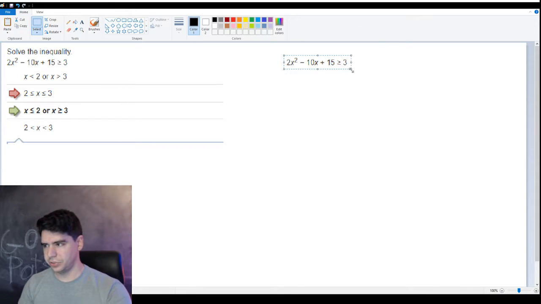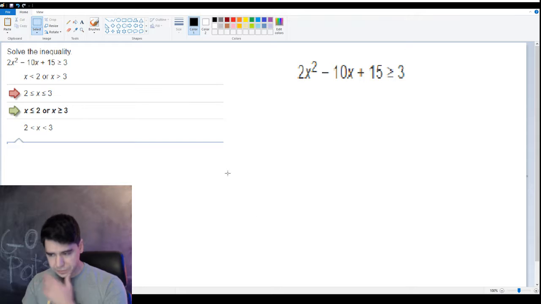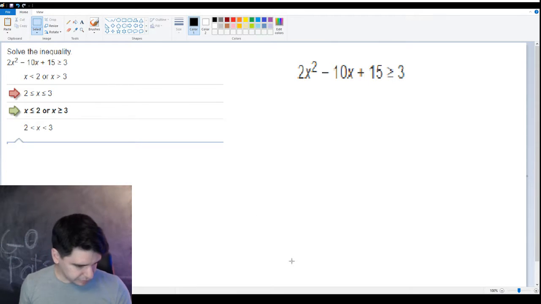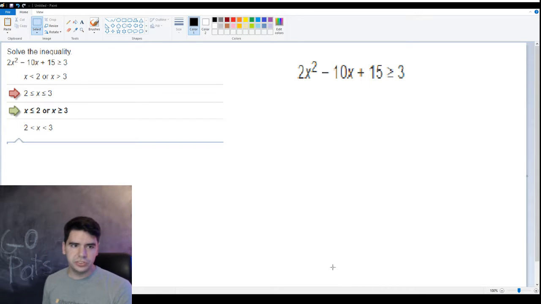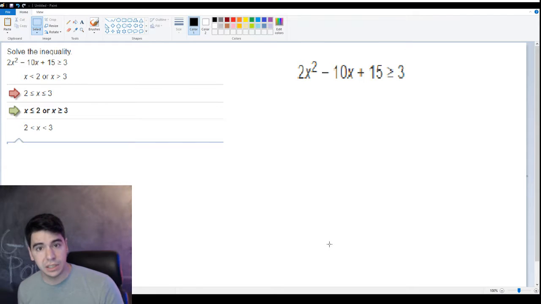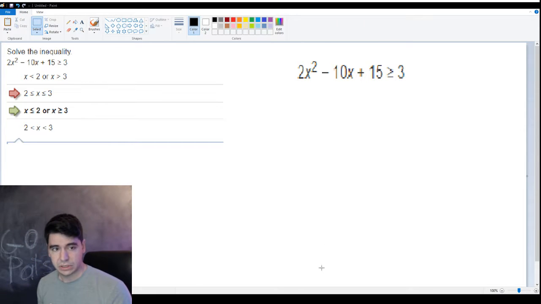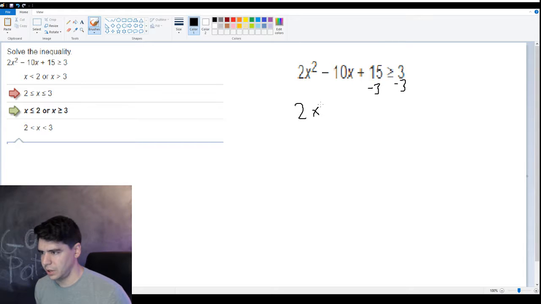Alright, so here we are solving an inequality. I'll see where I put my pencil. I use a pencil, but it's black, and it's really hard to see on my black table. Alright, the inequality is 2x squared minus 10x plus 15 is greater than or equal to 3. Here's the first thing I would do: let's get this 3 over here. So I'm going to do minus 3. Minus 3 gives us 2x squared minus 10x plus 12, because that's 15 minus 3, is greater than or equal to 0.